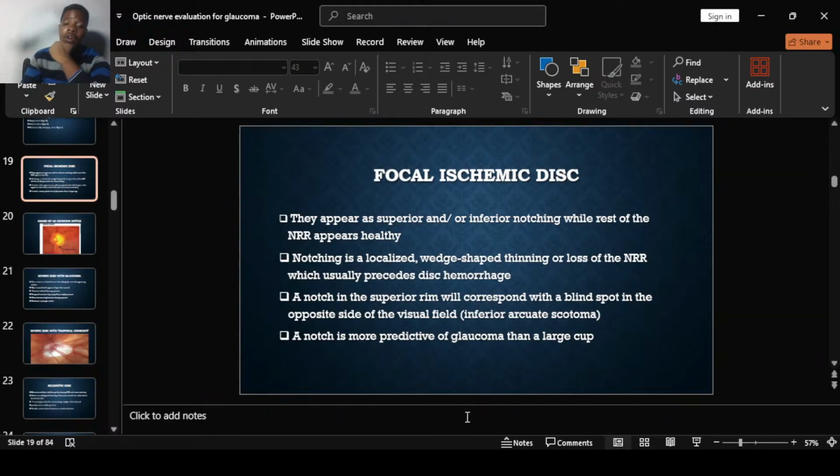Now also, a notch is more predictive of glaucoma than a large cup. So a loss in neuroretinal rim is more predictive of glaucoma than a large cup. We do not just see a large cup and then say it's glaucoma, but when we see a loss in neuroretinal rim, we are more comfortable to say, okay, this is glaucoma setting in, or this is already a glaucomatous case.